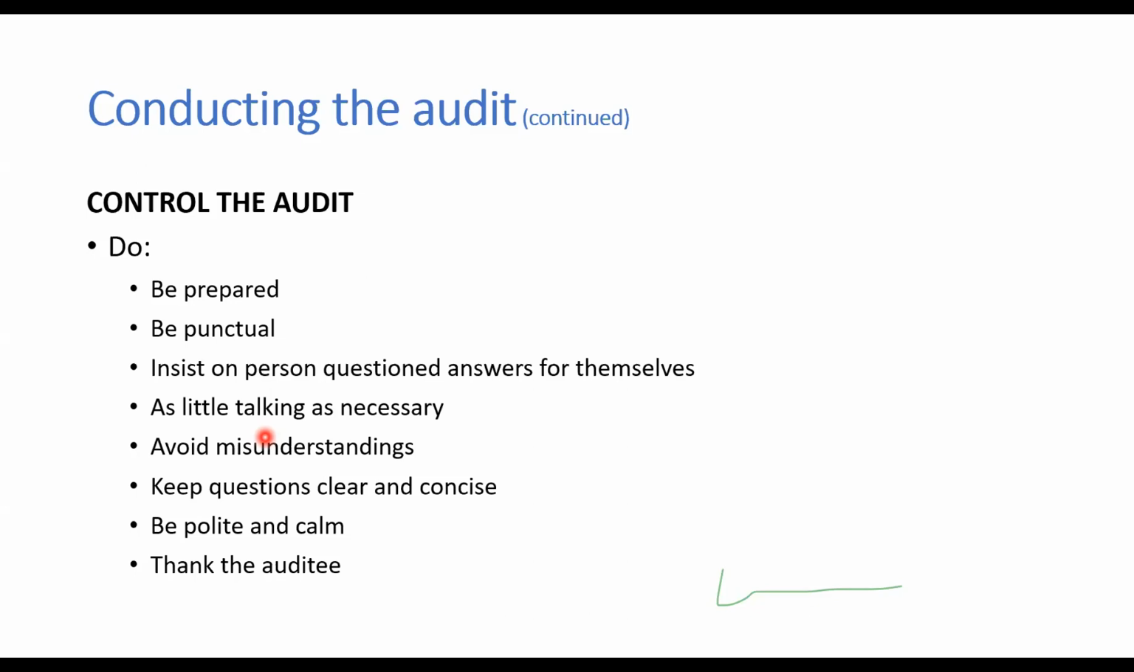Avoid misunderstanding. Whatever requirements you are going to understand with them should be clear. There should be no misunderstanding, and this misunderstanding should not be reflected in your reports. Especially whenever you have any benefit of doubt, this benefit of doubt will always go to the client. You are not going to raise questions about those things which you are not clear about. Keep questions clear and concise, be polite and calm, and thank the auditee. It's very necessary.